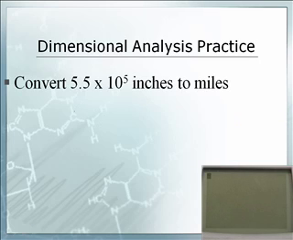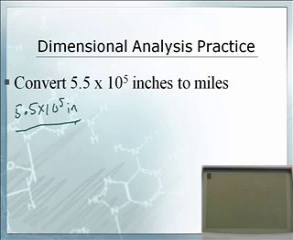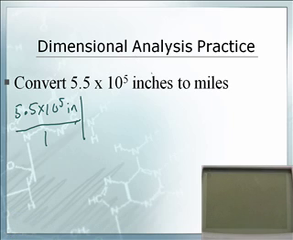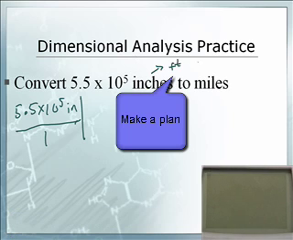All right, we go inches to miles. This is an interesting one. So I've got 5.5 times 10 to the 5th inches over 1, and I want to convert to miles. Now, I don't think I know how many inches are in a mile. No, but I know there's 12 inches in a foot, so I can go from inches to feet. And I know how many feet are in a mile because we live in Colorado. So we all know that.